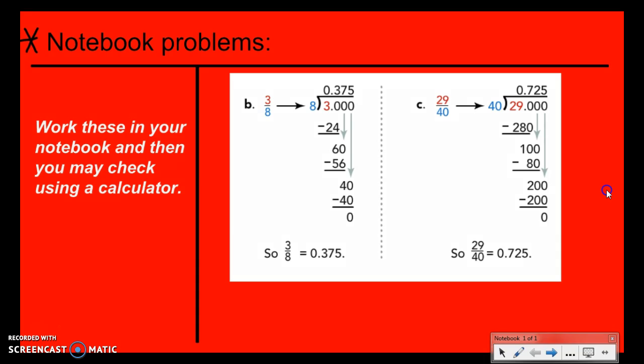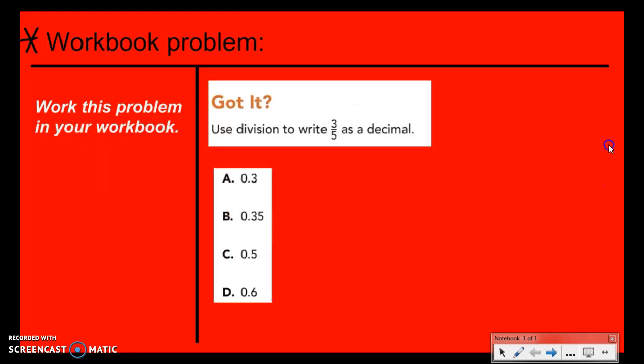Here's the answer for B and C. Use division to write 3/5 as a decimal. Do this one on your own, please, and then call a teacher by and we'll look at it to let you know if it's right, okay?